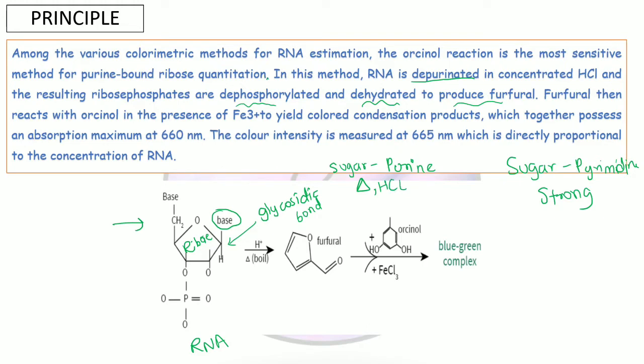So therefore, in this method they have mentioned that the sugars in RNA which are linked with the purine base are going to get depurinated, and not those sugars which are linked with the pyrimidine. So this is the first point.